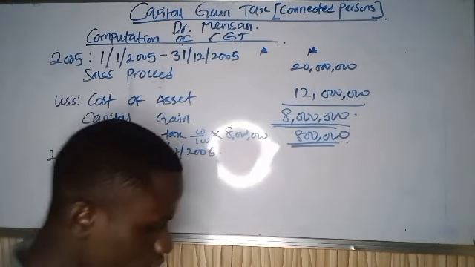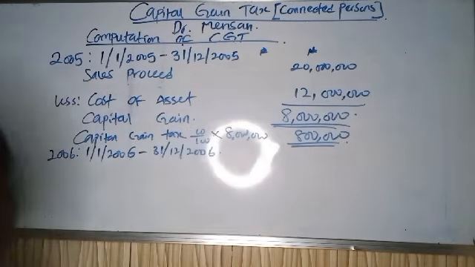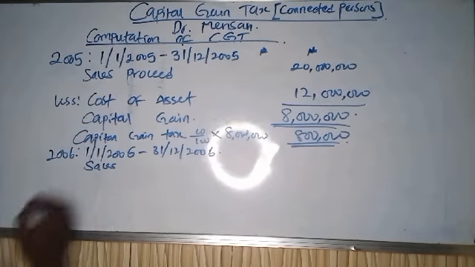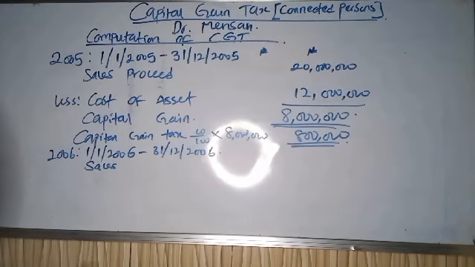So what is the sales proceed? Dr. Mensah sold the remaining property for 72 million naira. So sales proceed.